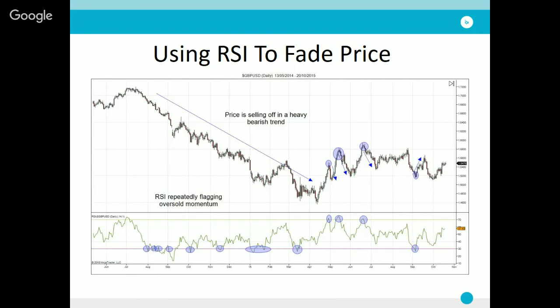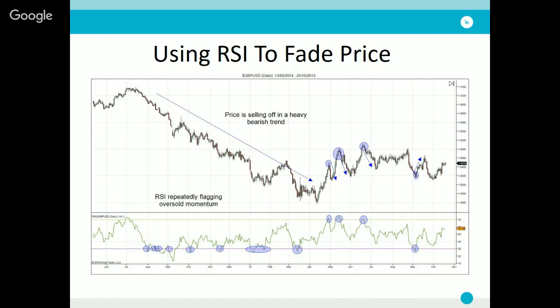Okay, so look at the price action in the sterling dollar chart, again the daily chart, over this 12-month period. So after topping out in summer 2014, you can see that price has been in quite a sustained bearish trend, selling off relentlessly down into the lows of spring 2015.